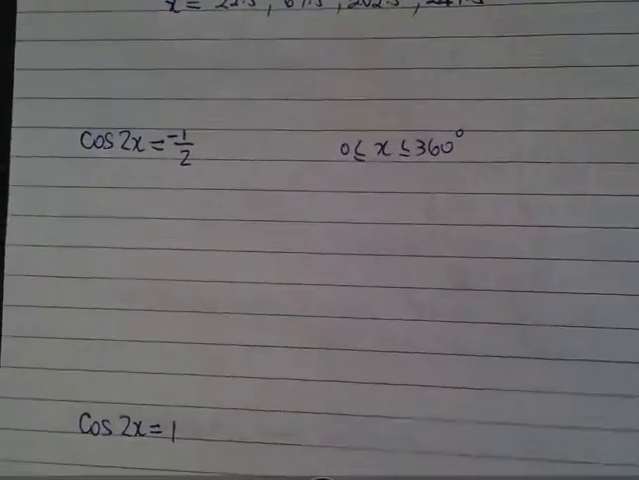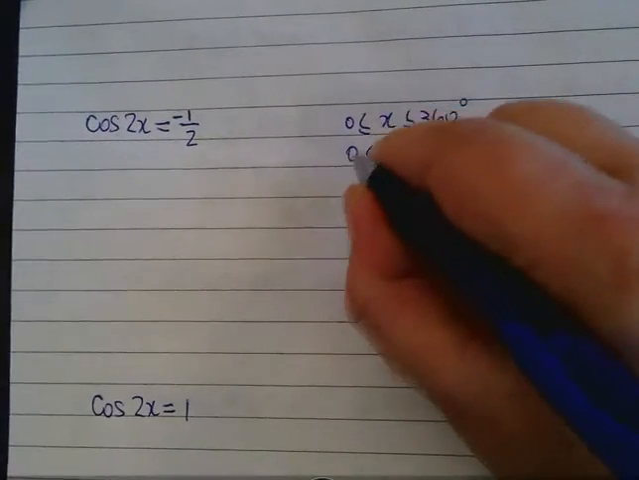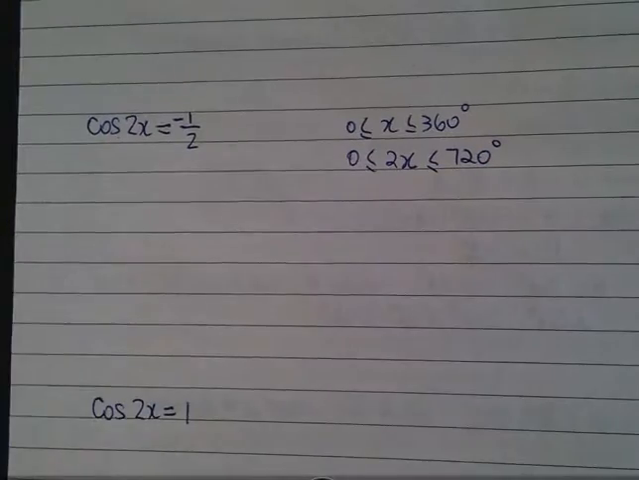So the first thing you need to do is change your domain. Multiply everything by 2, because we're solving for 2x. So it's twice around the circle. We're going to keep this together.